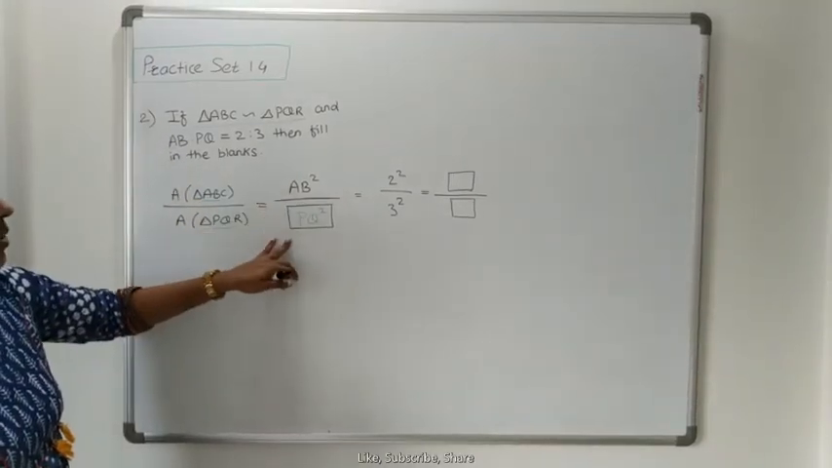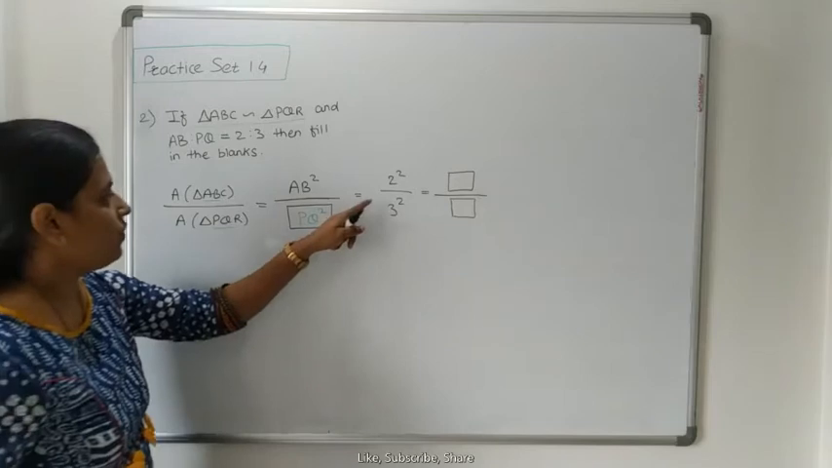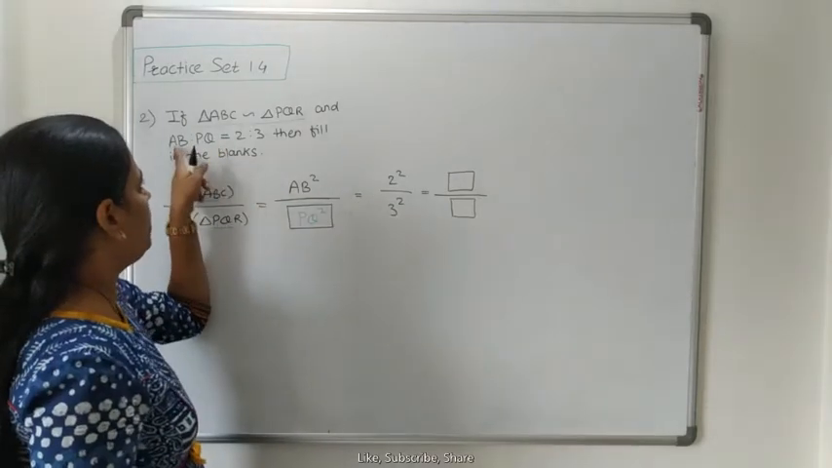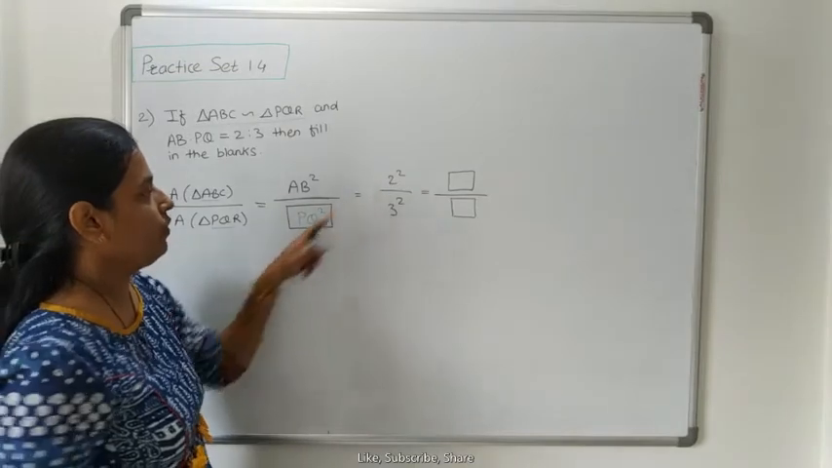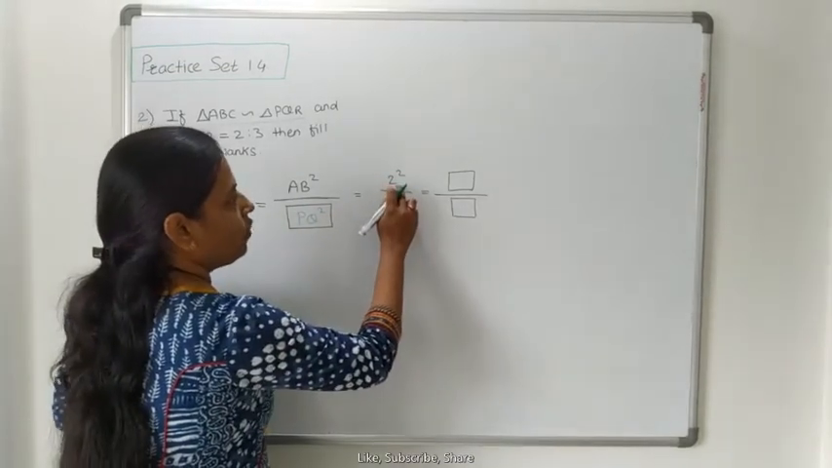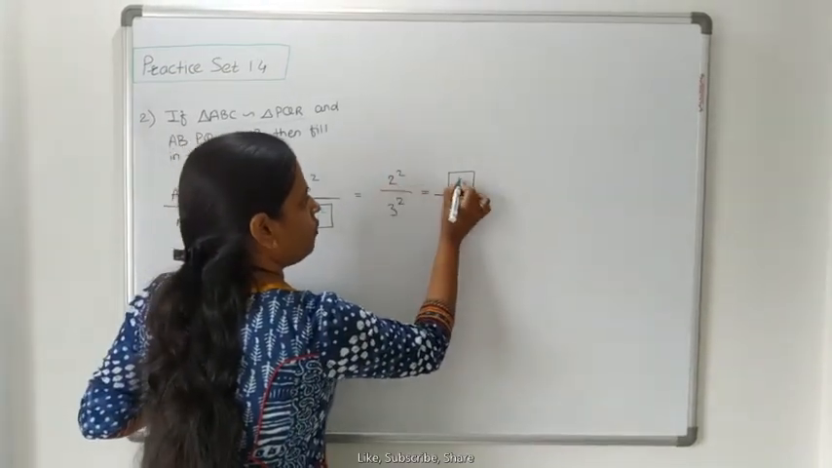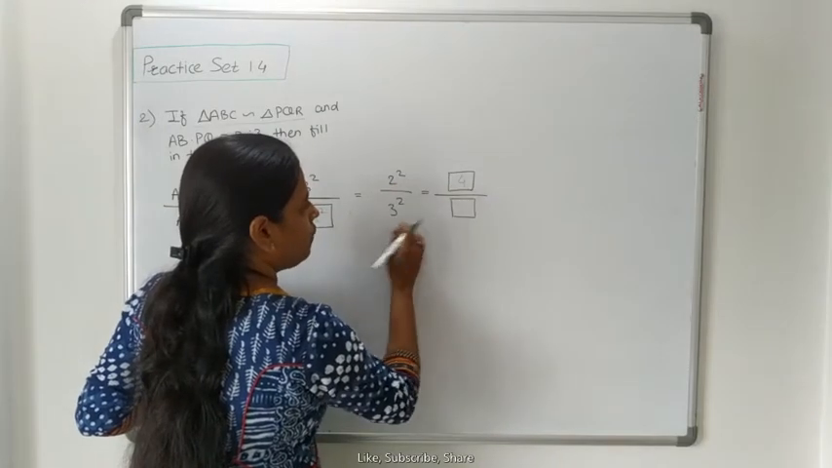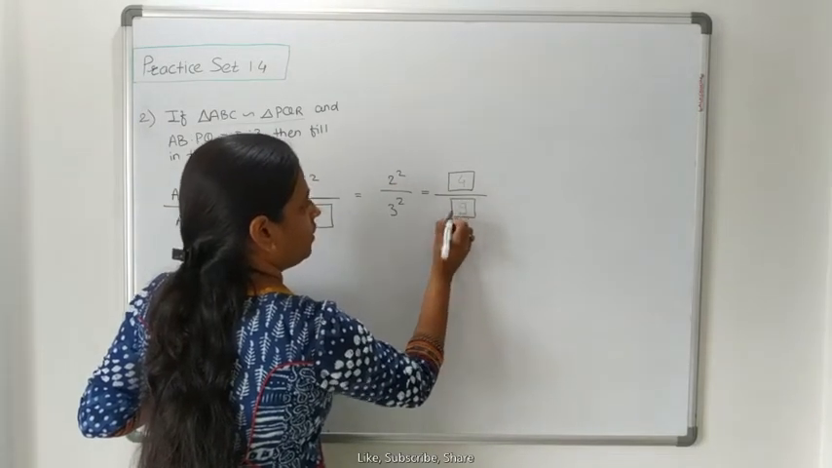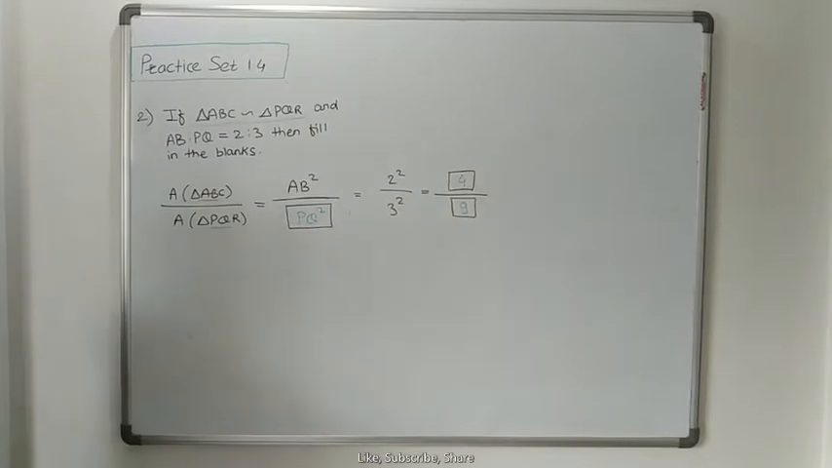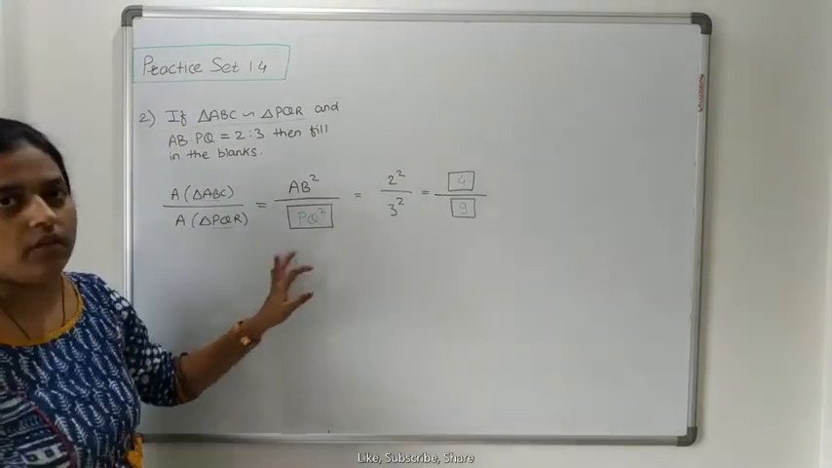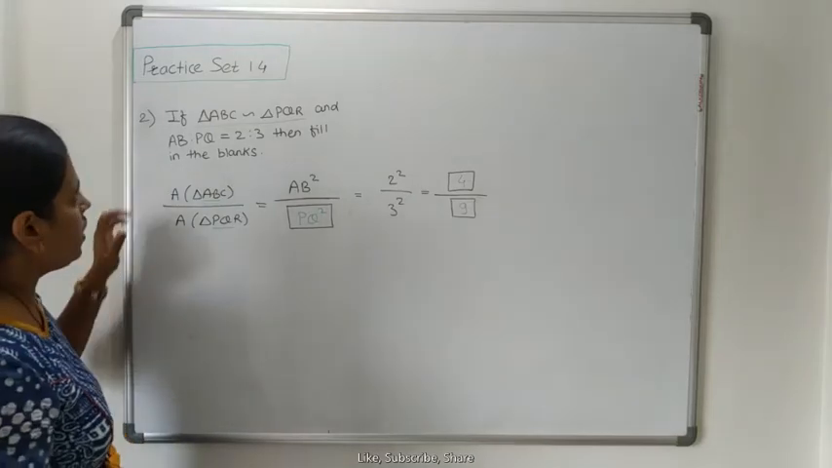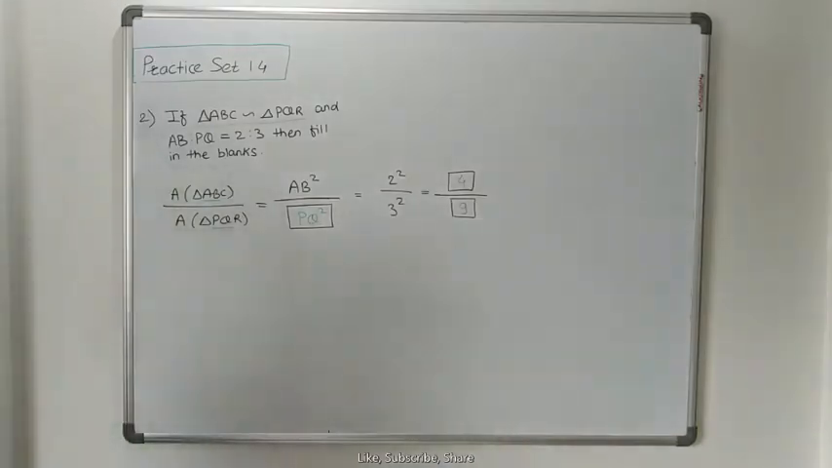That means AB upon PQ, squared, is equal to... AB here is 2 and PQ is 3, so square of these two. What is the square of 2? 4. What is the square of 3? That is 9. So this is a very simple question actually. In this way we have to fill in the blanks which are given here. Clear? So now we have to discuss the next question.